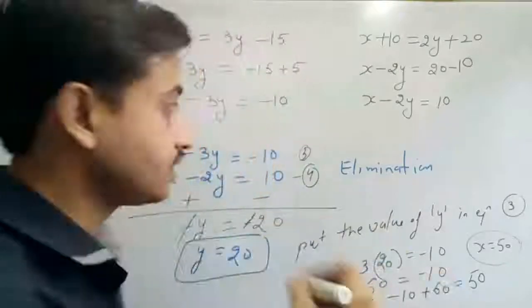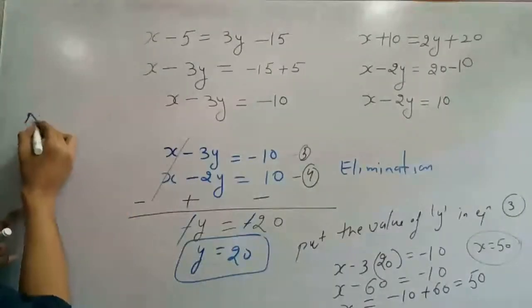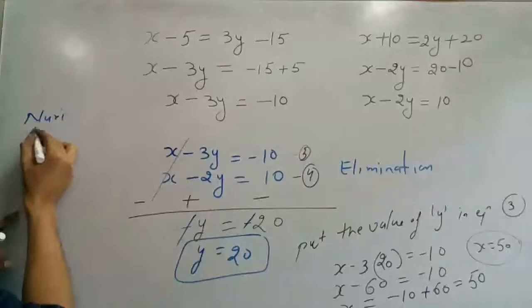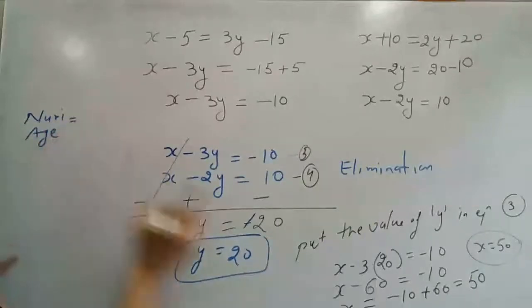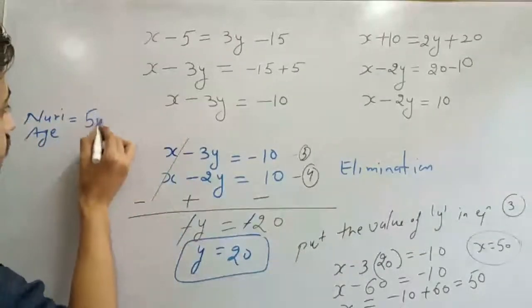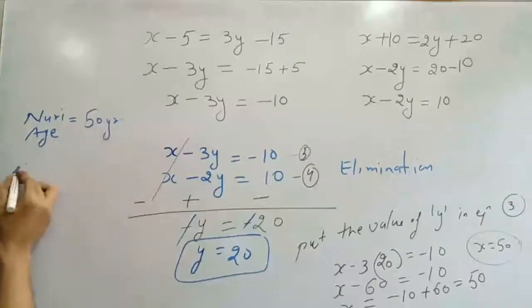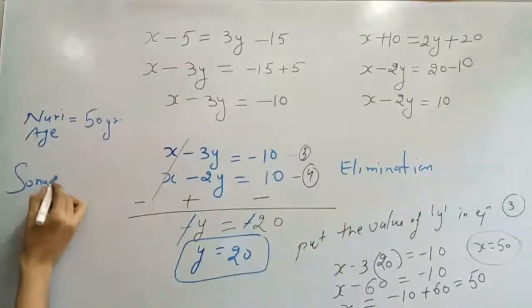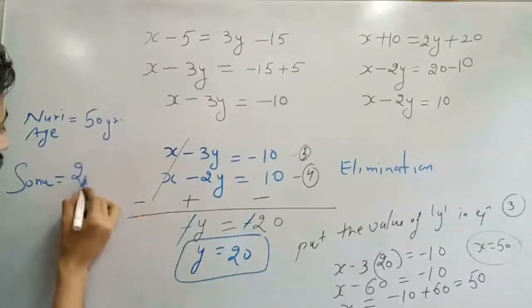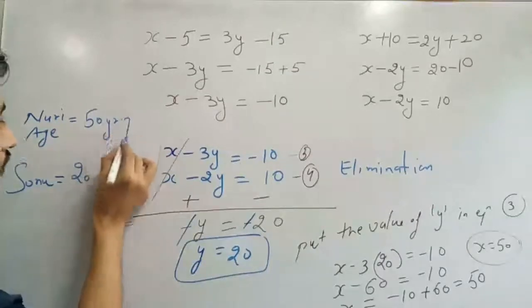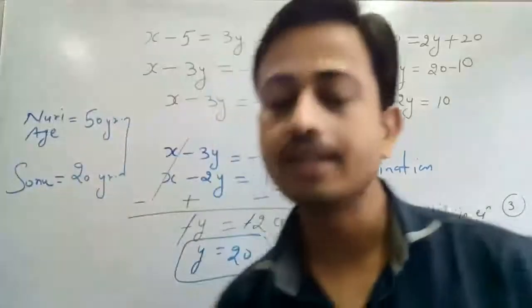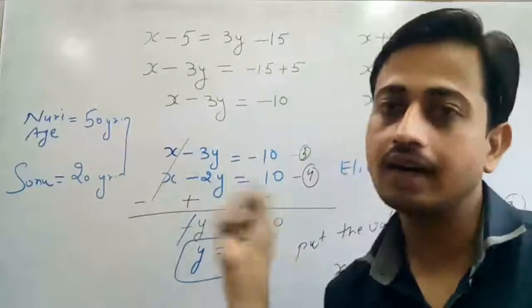Now the answer is what? The answer is the age in terms of Noori. Noori's age is what? X. X means 50 years. And Sonu's age is what? Y. Y is 20. So this is our final answer. So please make a note.